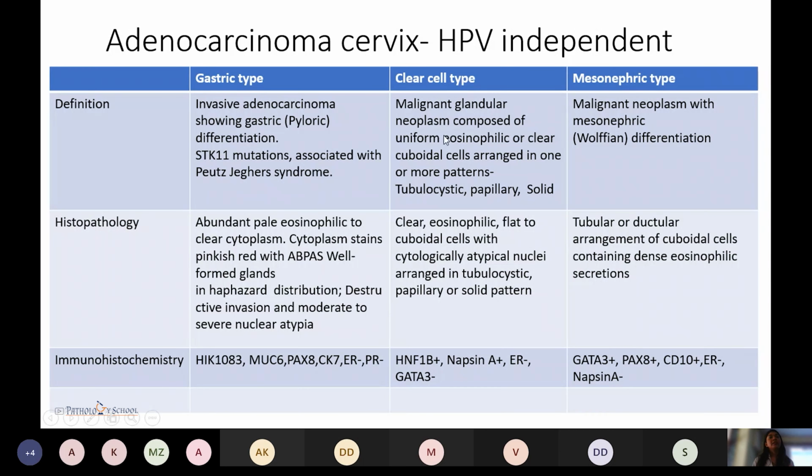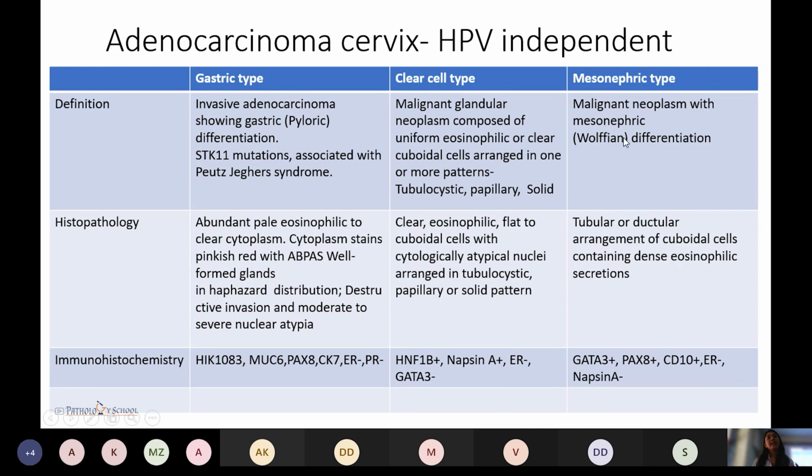Clear cell type, again, the pattern is similar to clear cell variant anywhere else, that is tubulocystic, papillary, solid type. There are clear cells, they have eosinophilic to flat cuboidal cells, with atypical nuclei arranged in these patterns. And again, for clear cell type, the markers are Napsin A and HNF1 beta.